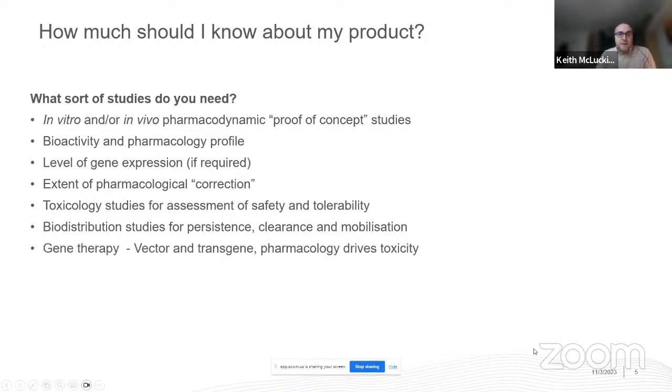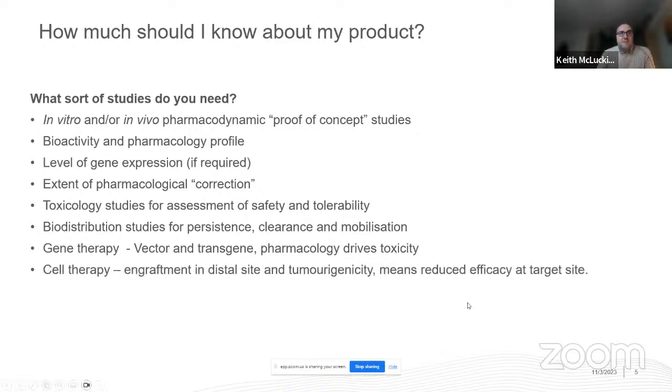So for gene therapy, you have your vector and your transgene. There's quite a lot known about AAVs. So realistically, that is not going to be the driving force of any toxicity you're going to see. From an AAV point of view, yes, it may go to the liver, there may be immunogenicity, but it's really the transgene that is going to push any issues. So that is what you really need to concentrate on.